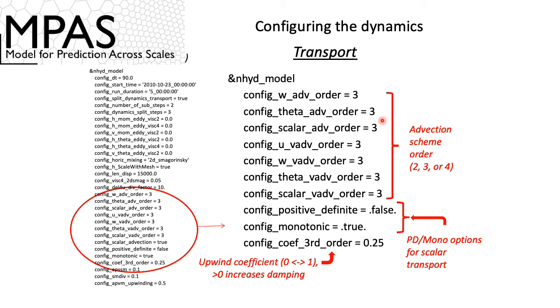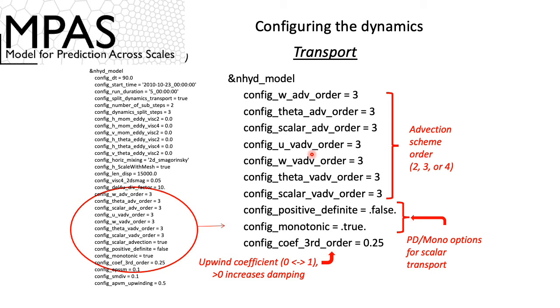Okay. You need to configure the transport. How do you do it? The default for the transport is the third order scheme, and you can configure that for the potential temperature theta, for scalars, or for the vertical momentum, W. Now, for the horizontal momentum, you can only choose a scheme order for the vertical advection.